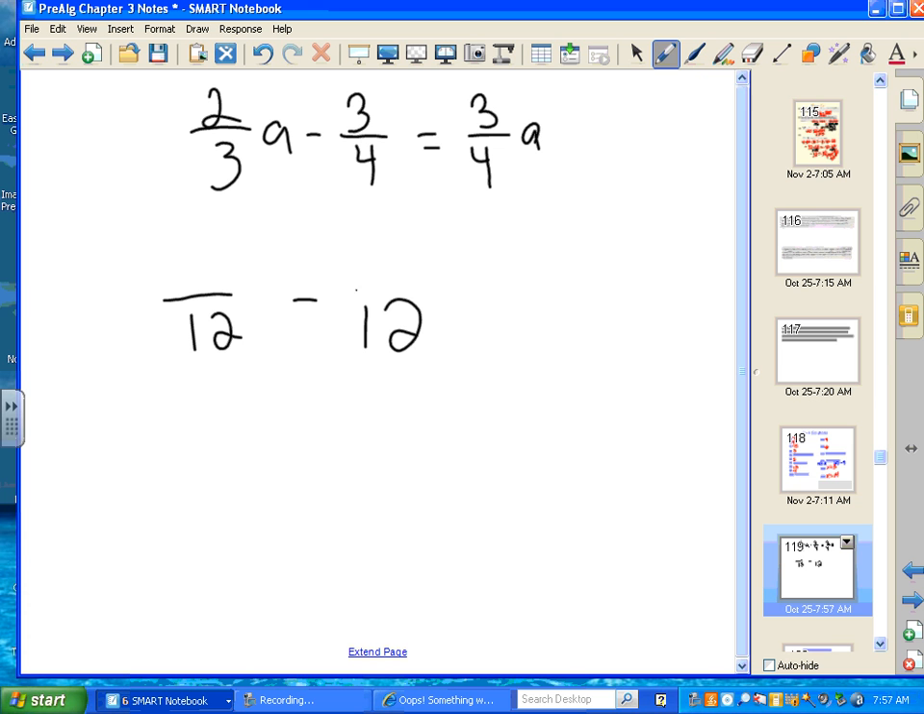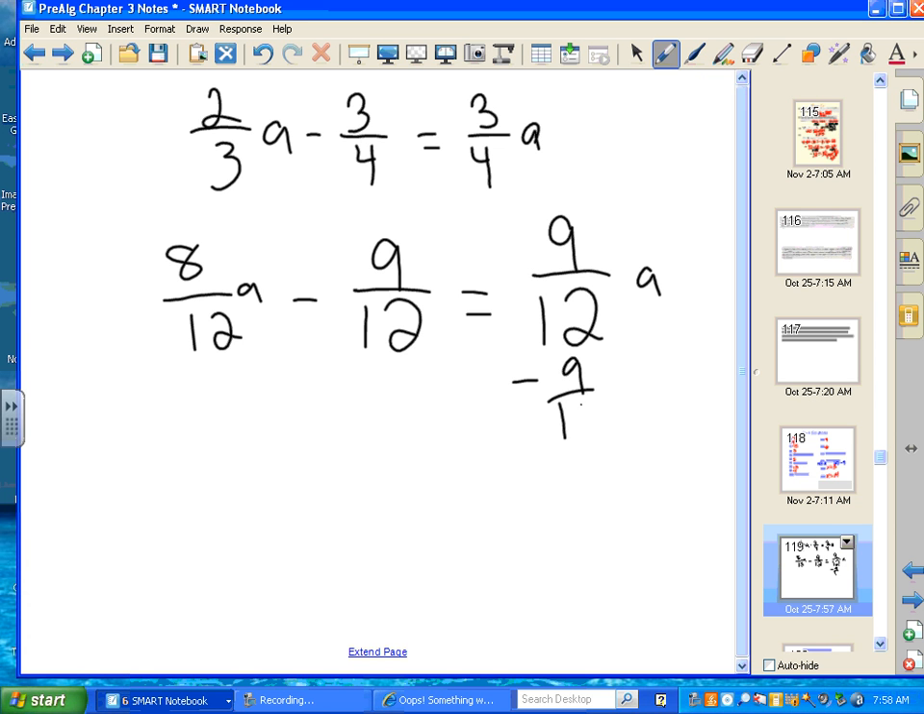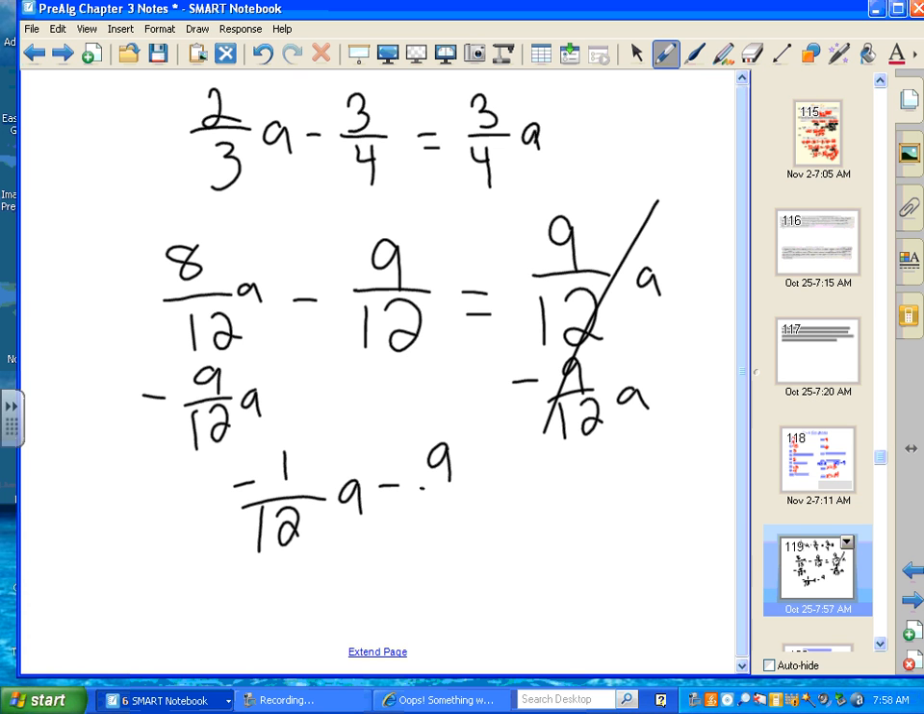Do you want me to keep going? Sure? Okay. I can keep going, yes. So minus 9/12 A, minus 9/12 A. This goes away. So we get -1/12 A minus 9/12 equals 0. Okay? And then add the number, which is 9/12 to both sides. Okay, so we have -1/12 A equals 9/12.